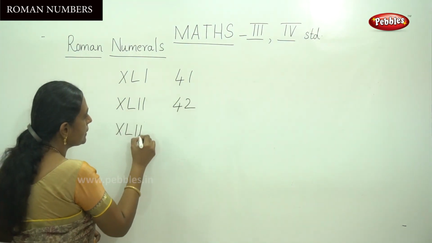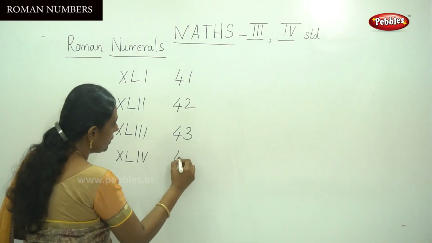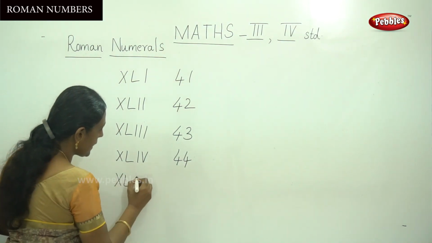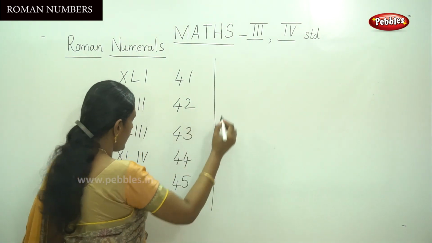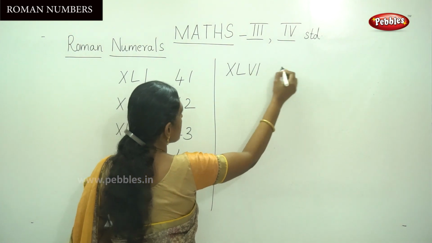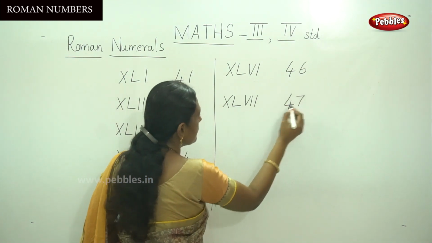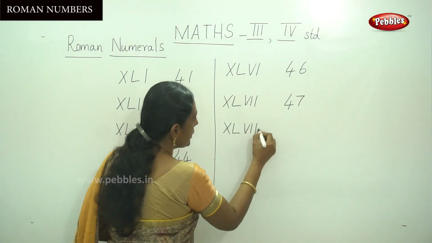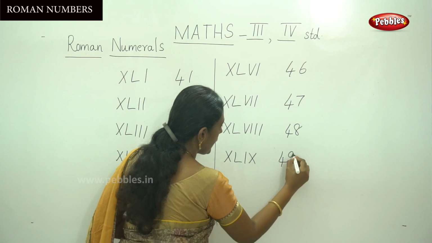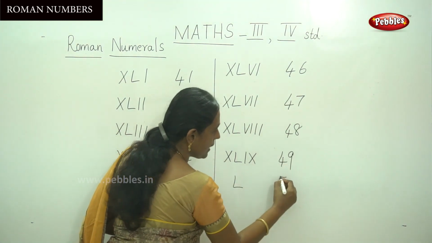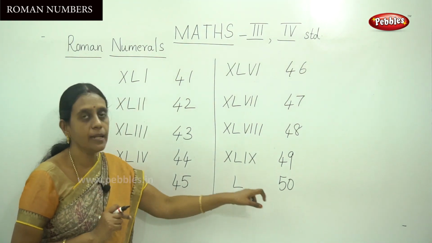And XL3, 43. And XL4, 44. And XL5, 45. And XL6, 46. XL7, 47. XL8, 48. XL9, 49. And 50, that is L. L is the Roman numeral symbol for the numeral 50.